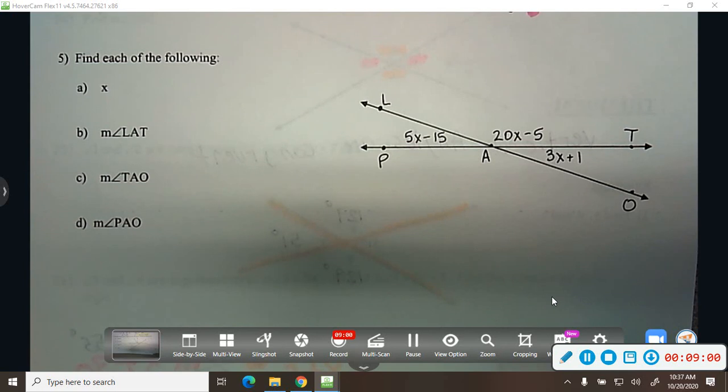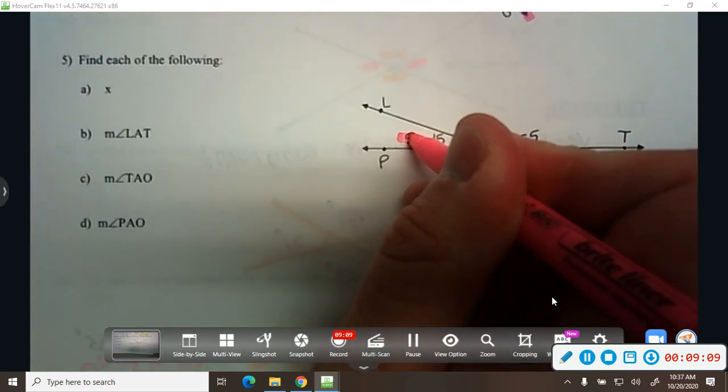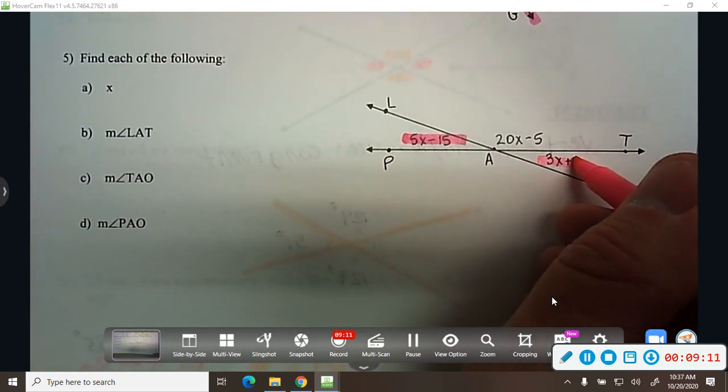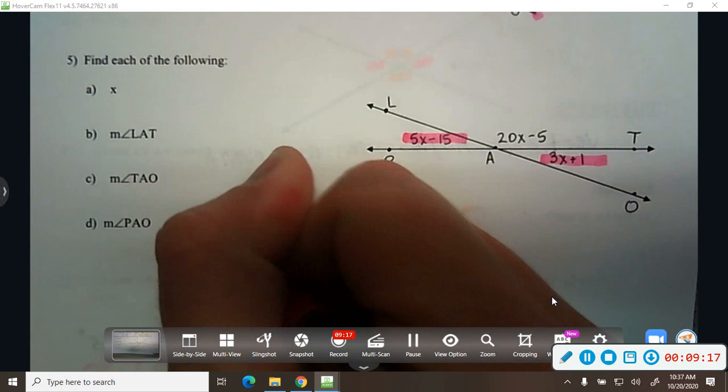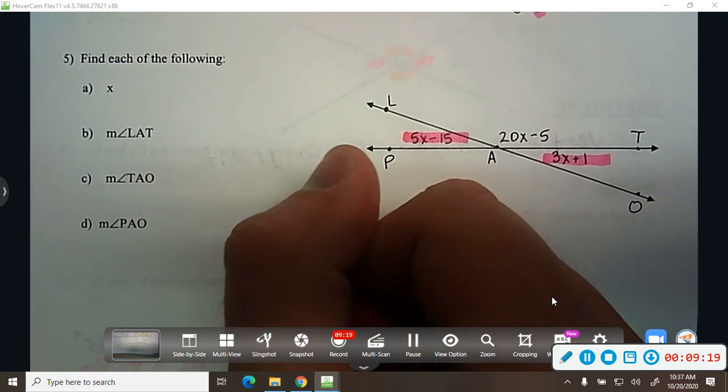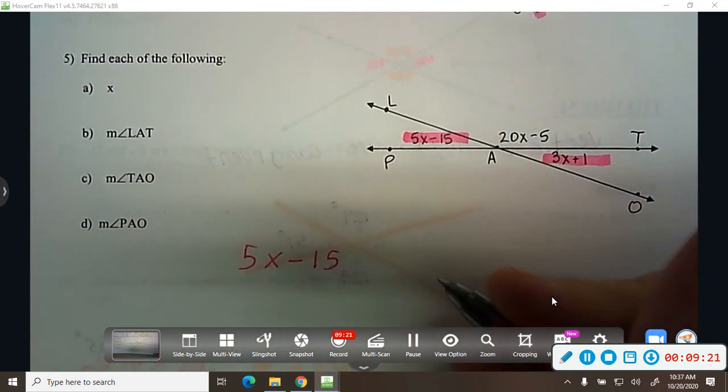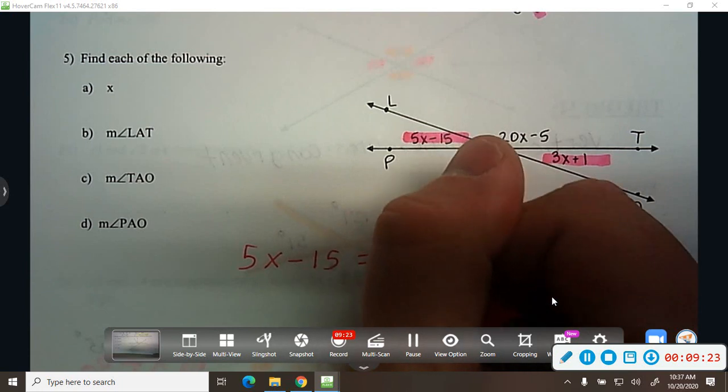So to solve this problem, we need to find the value of X. And so the first thing I would do is I know that this equals this, because they are vertical angles. And so I'm going to go down here, and I'm going to say 5x minus 15 equals 3x plus 1.